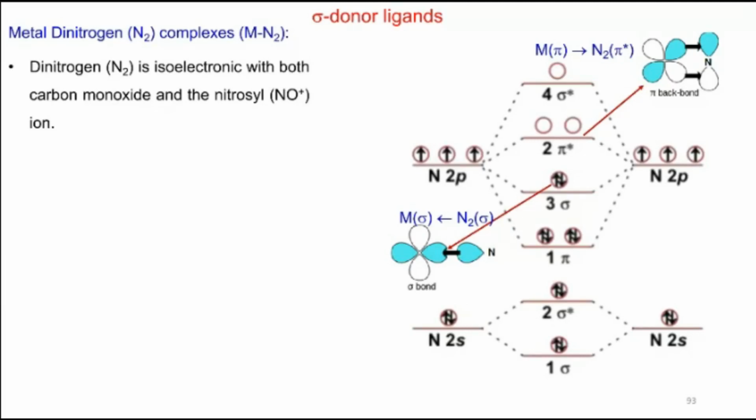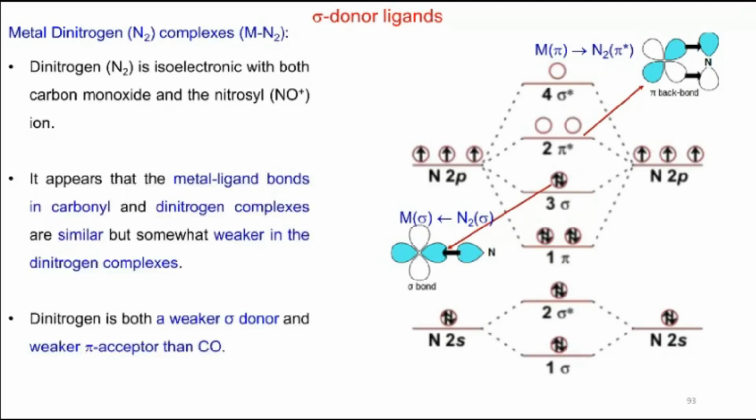Therefore, the electron difference is zero. Therefore, this N2, even though it has an empty pi star orbital, is not capable of accepting the pi back bonding. Therefore, dinitrogen is a very strong sigma donor, but a very poor pi acceptor. And this is because the polarity difference is nil.